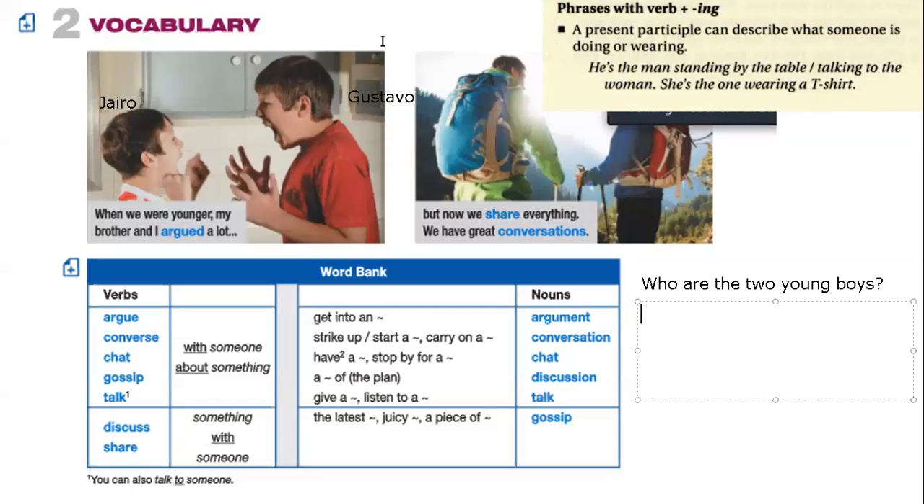I want to listen to your ideas to write the sentence. Please participate and tell me. Brothers. Okay, Jairo and Gustavo are the boys. Ajá. Action. ¿Cuál es el verbo que dijimos que está aquí? Argue. ¿Qué tengo que hacer con el verbo argue? Arguing. Ajá, arguing. Continúen.